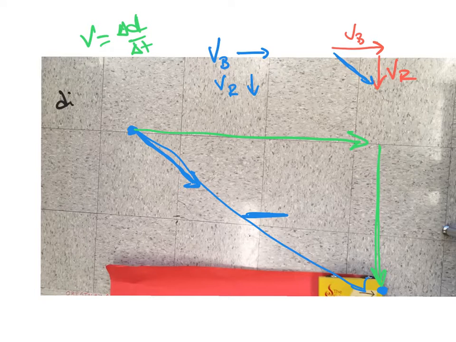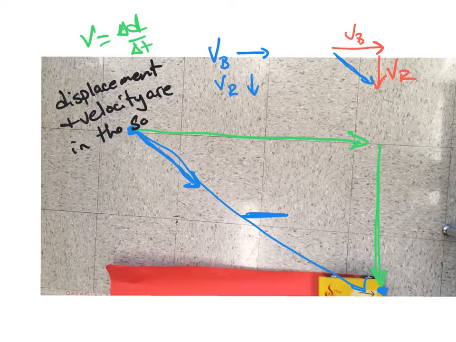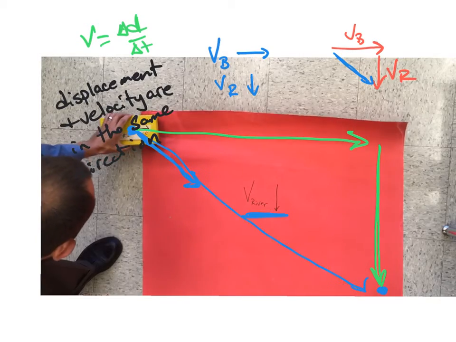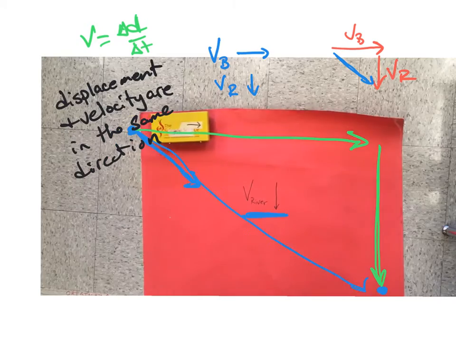So displacement and velocity are in the same direction. Okay, let's see if we can rewind that. So one more time.